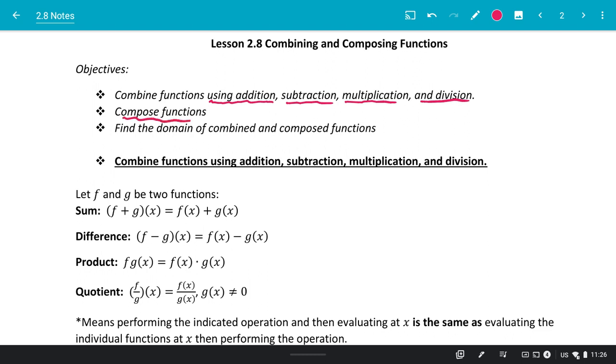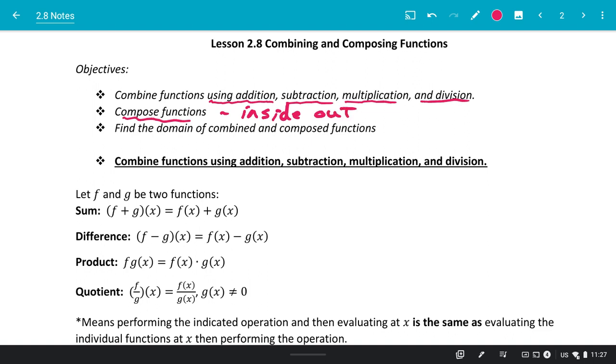Composing functions a lot of times is called when you take a function of a function. A lot of people get confused there because you don't necessarily know where to start. I'm going to go ahead and tell you right now, you're going to start inside out. Inside out. And we'll talk about those specifically.